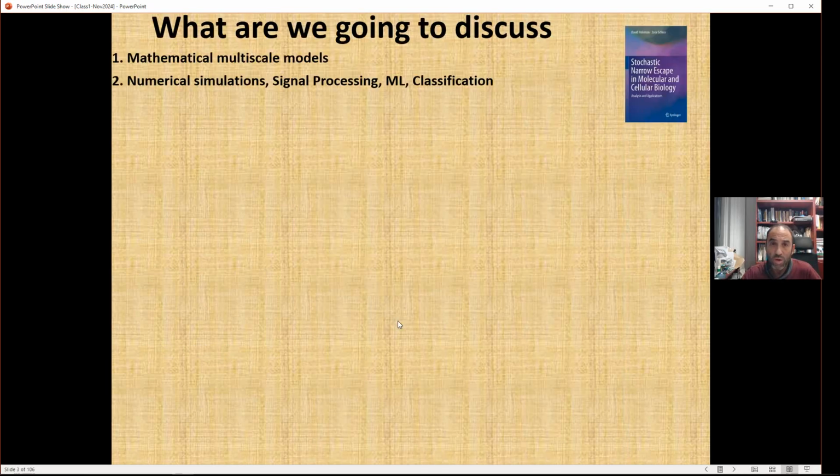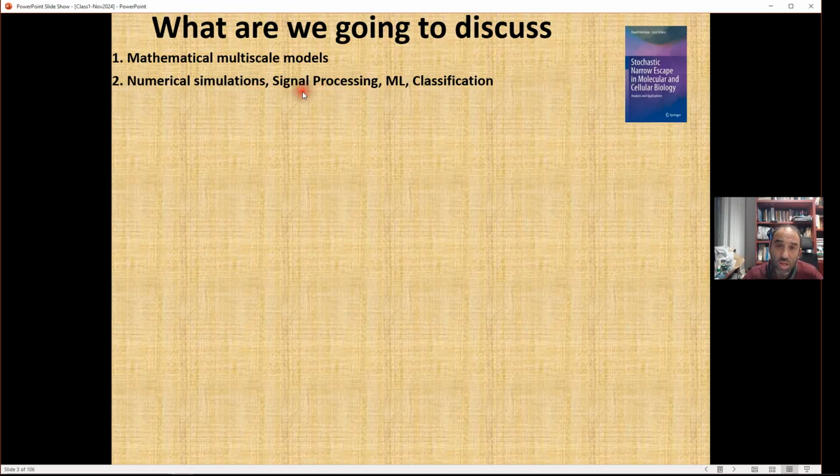Okay, so what are we going to discuss? Mathematical multiscale models, how we go from one scale to another, from molecule to subcellular, as I explained previously. Numerical simulation is important to design and quantify, for example, the effect of the geometry. This is the example of dendritic spines. It is also very important, and I'll spend a class on this, on signal processing, when you have recordings from pipette or nanopipette, as we're going to see now. What is a signal? What can you extract?